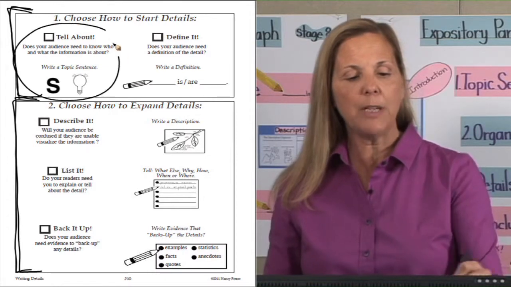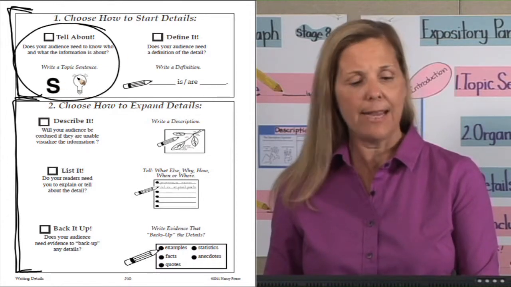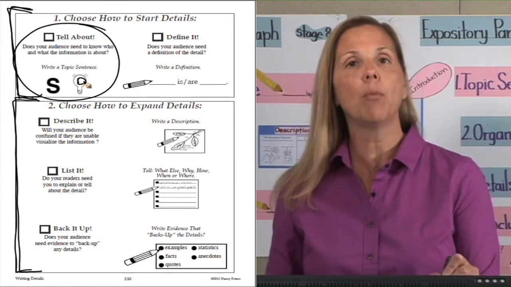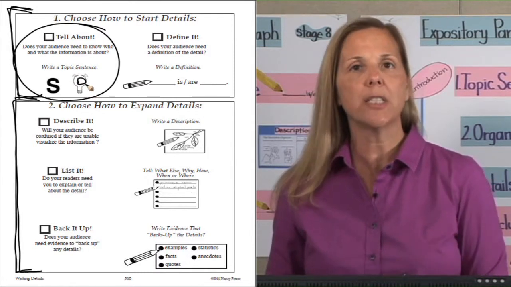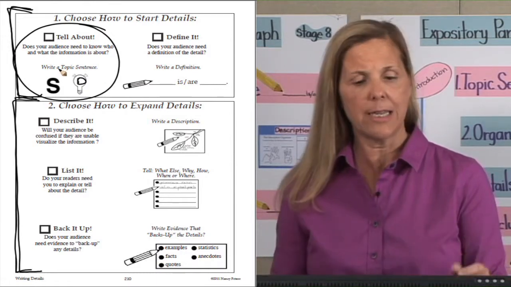Most of the time, we will be using the secret formula S light bulb. Subject, and then notice I'm going to put a D in this light bulb. What detail are you going to say about the big idea? That secret formula will help us form a sentence.